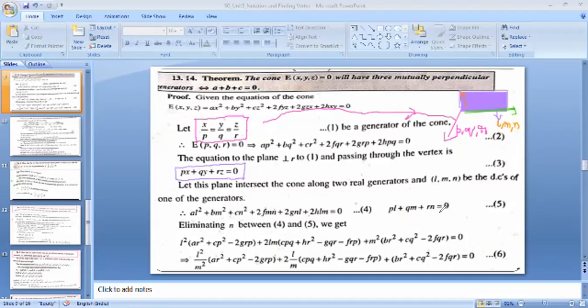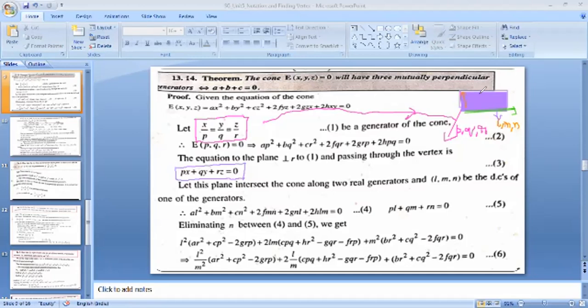Therefore, we have Pl plus Qm plus Rn equal to 0. Now, eliminating n between 4 and 5, we get l square times (AR square plus CP square minus 2GRP), plus lm times (CPQ plus HR square minus GQR minus FRP) times 2, plus m square times (BR square plus CQ square minus 2FQR) equal to 0. Now dividing by m square, we get this particular condition.